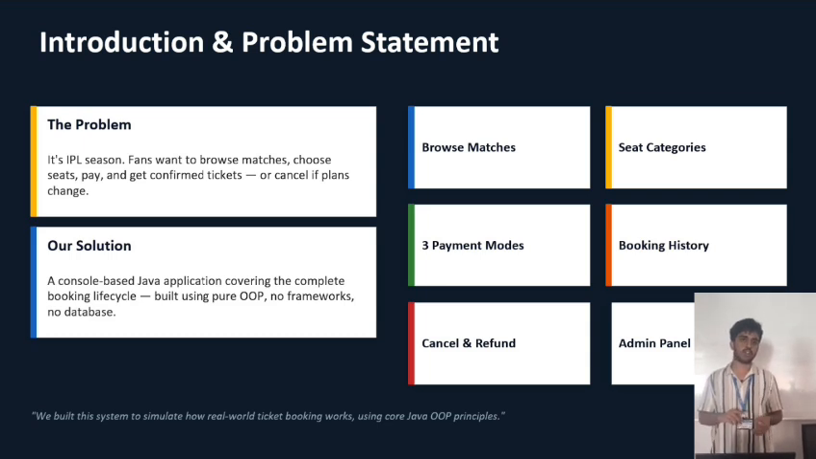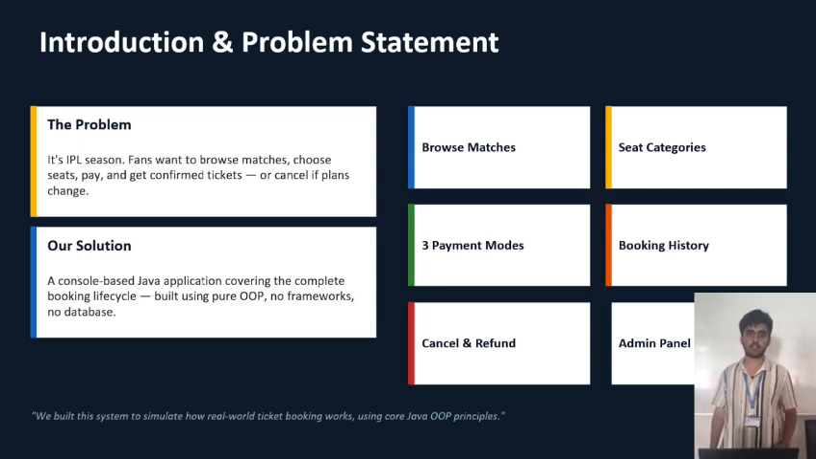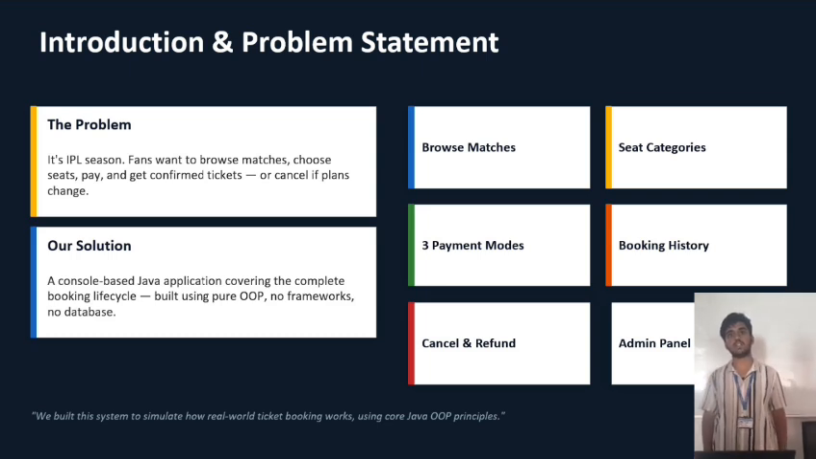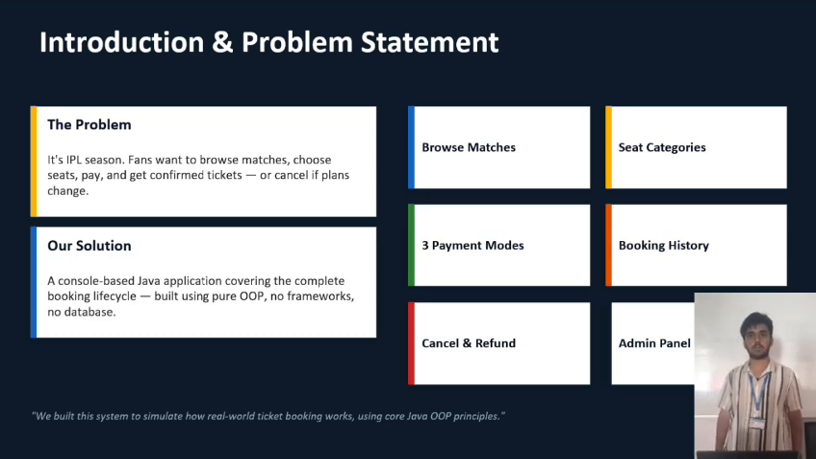Then we can see the history by viewing the booking history. If any problems are there, the booking can be cancelled and a refund will be initiated. And the admin panel manages the stadium and the matches information. The entire system is built using simple Java without using a database or SQL, just clean structured Java.